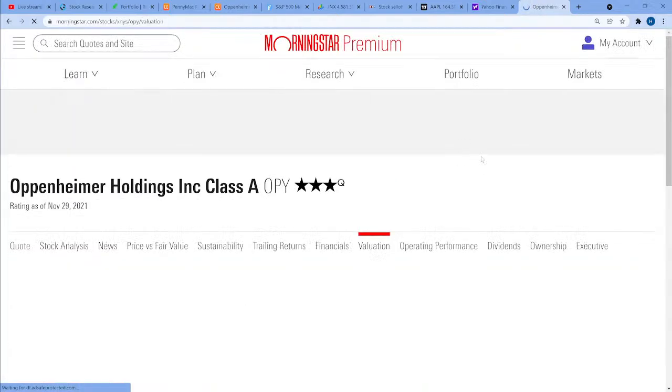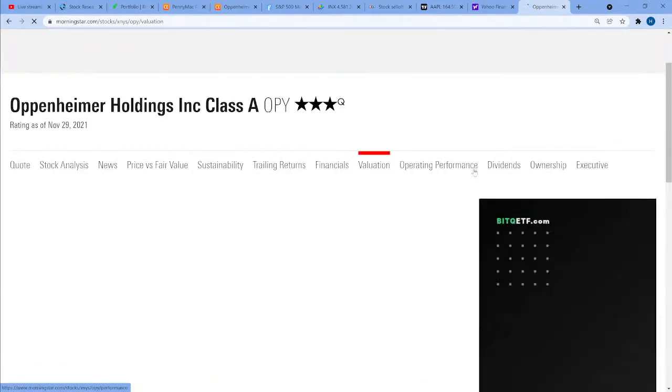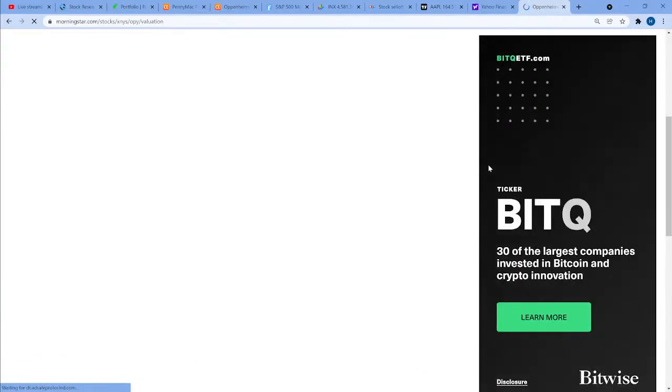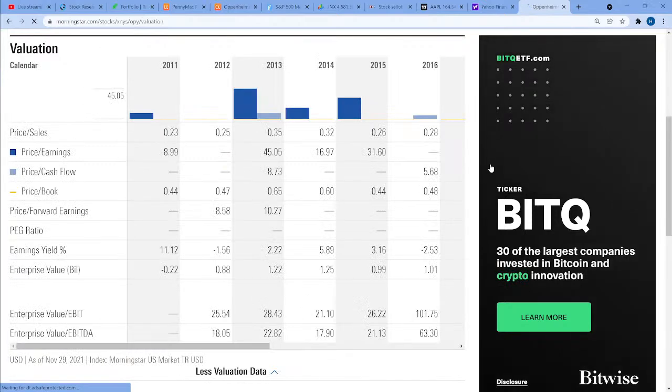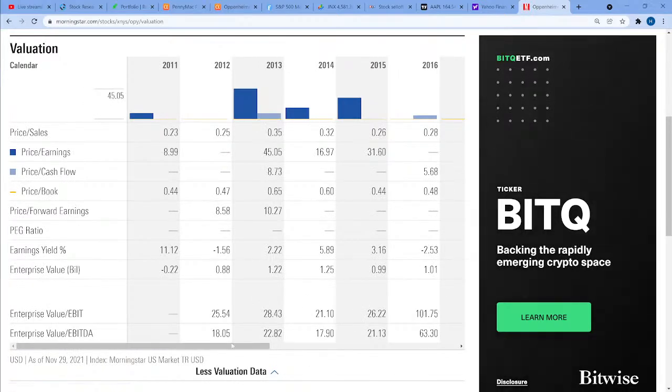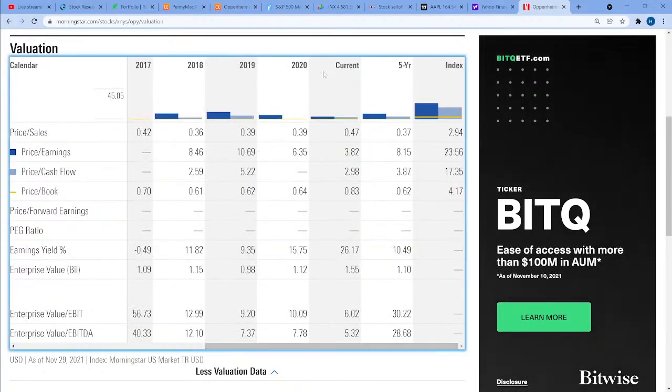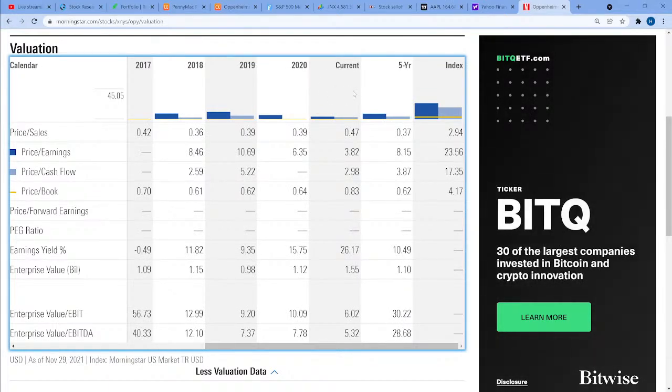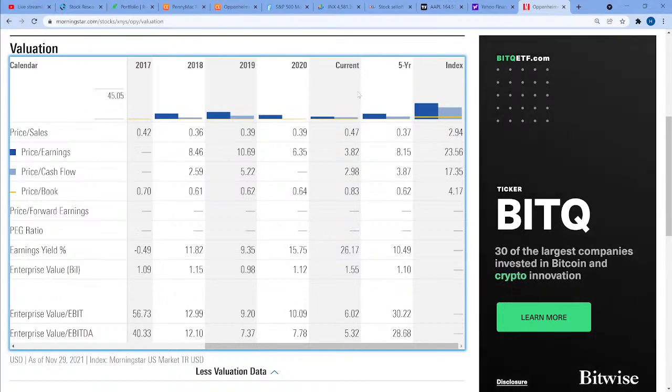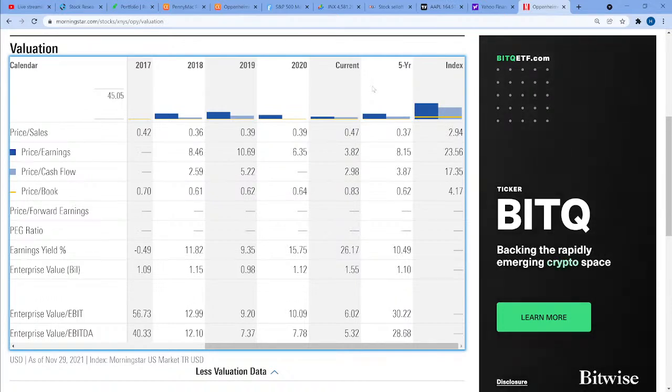Valuation, this company is undervalued. We can just look at it right now. I'm waiting for it to load. Sorry, it can be a little bit slow sometimes. Current PE ratio is 3.82. 5-year is 8.15. The index is 23.56.